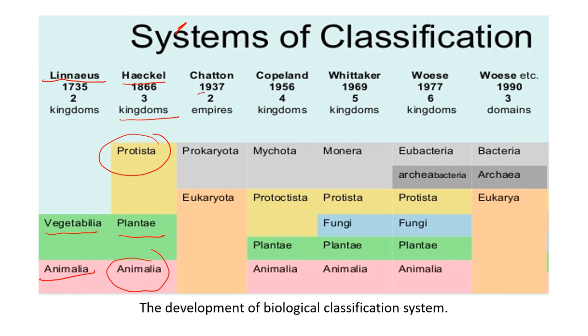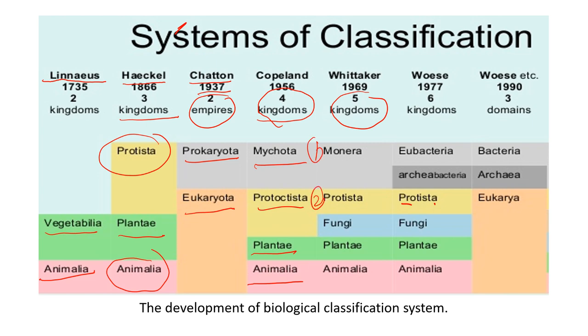And then in 1937, the scientist Chatton proposed two empires, which are Prokaryota and also Eukaryota. And then in 1956, Copeland proposed a four kingdom classification: Mycota, Protoctista, Plantae, and Animalia. Then Whittaker in 1969 proposed a five kingdom classification: Monera, Protista, Fungi, Plantae, and also Animalia. And then in 1977, Woese proposed six kingdoms. The kingdom Monera is divided into two, Eubacteria and Archaebacteria, and the rest maintained the same as Whittaker: Protista, Fungi, Plantae, and also Animalia.